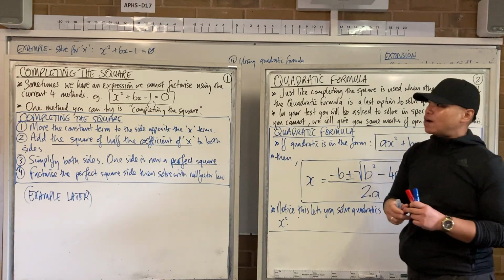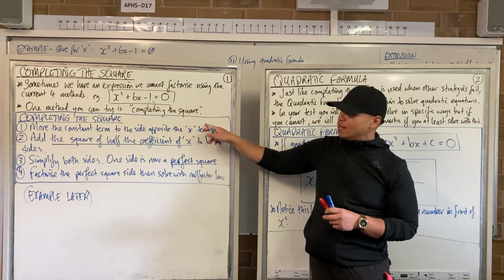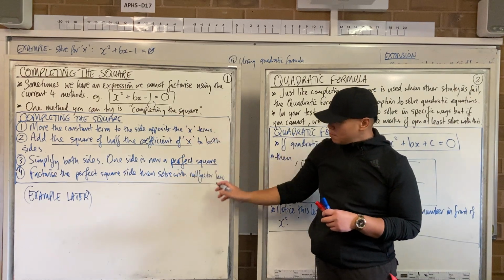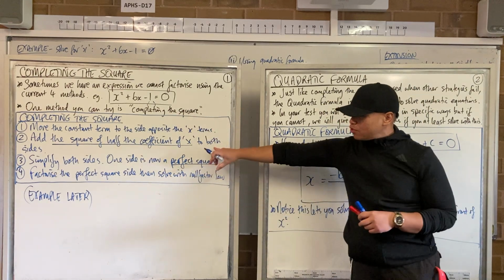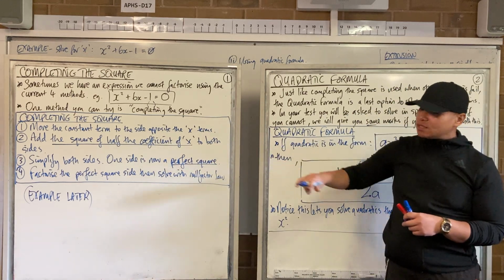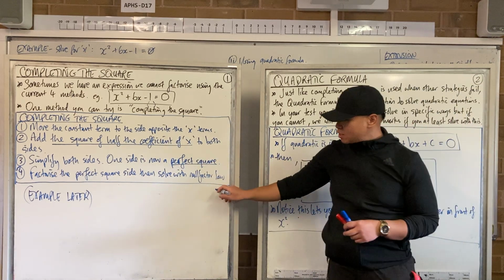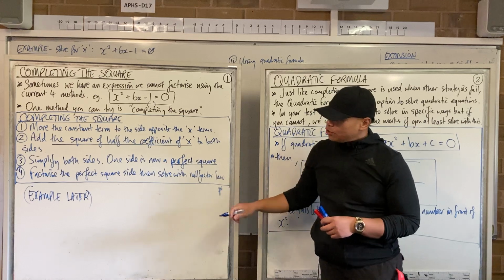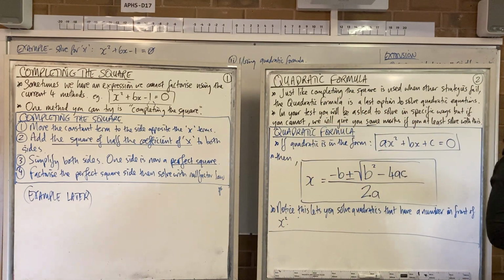One method you can try is called completing the square. Can you get these steps down? Because what I'm going to do is show both methods in one example. So just get these steps down, and you'll get an example later. I'll give you like 3 minutes. Can you get those 4 steps down?